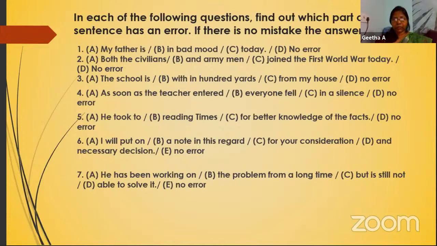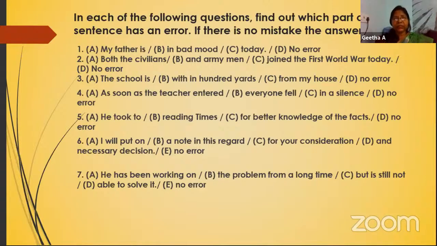So no error is what many of you are saying. Okay. So just keep trying, and we will move into the second one. Both the civilians and army men joined the First World War today. Both the civilians and army men joined the First World War today. D and A. Okay. So Kirti says no error here also. Okay. So the next one, the third one is, keep trying, all of you. Keep looking into the sentences which are given, and keep trying.